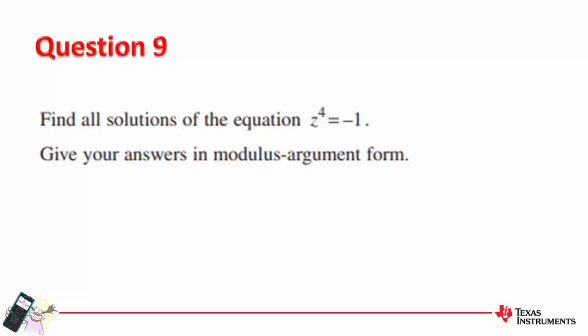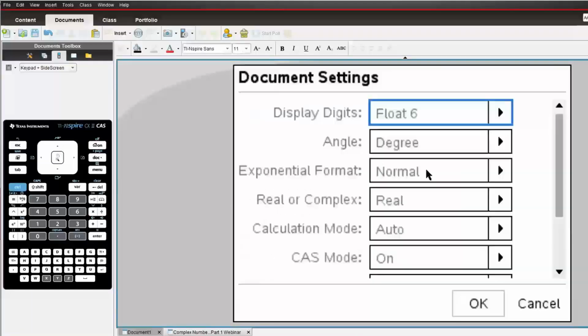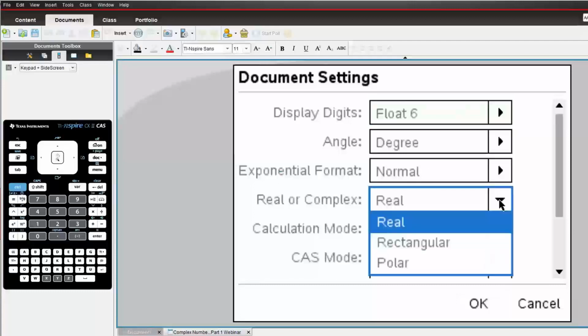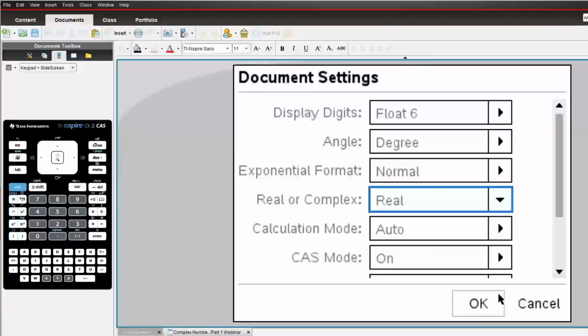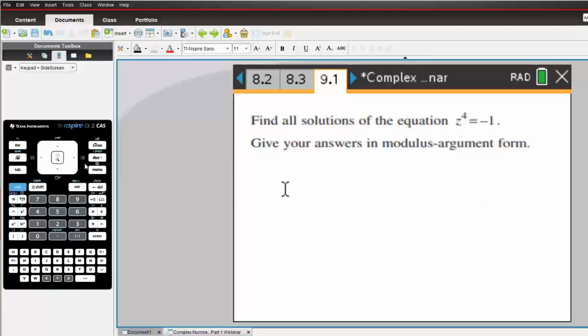Find all solutions of the equation z to the power 4 is minus 1 and give your answer in modulus argument form. So that can be done in two different ways. I can use C-solve, and because my calculator at the moment is in real setting, my answers will be Cartesian. That's how the calculator will display it. So let's try this first.